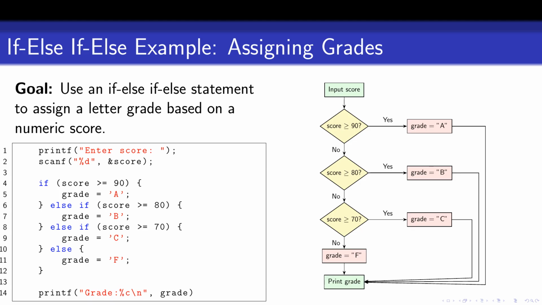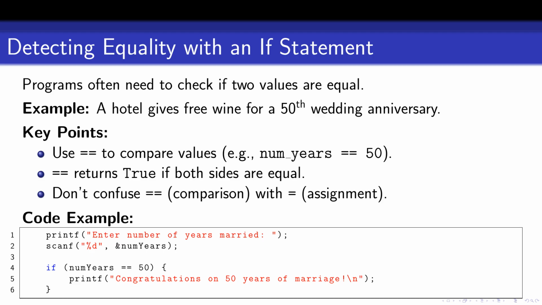The program stops checking as soon as it finds a match. This approach is especially helpful in applications like grading systems, pricing tiers, or user access levels. This example focuses on using if statements to detect whether 2 values are equal. Equality checks are common in all types of programs, whether you're comparing user input, checking configuration settings, or validating results.